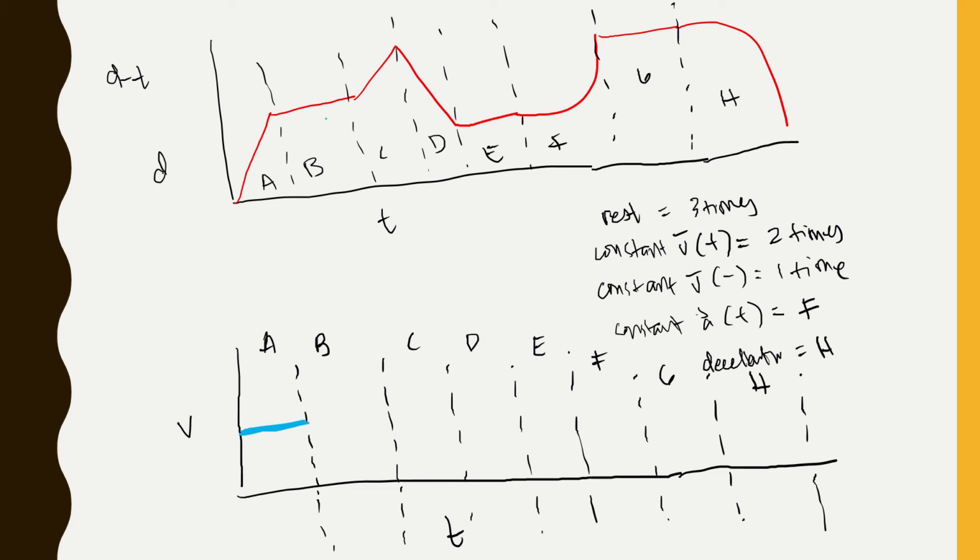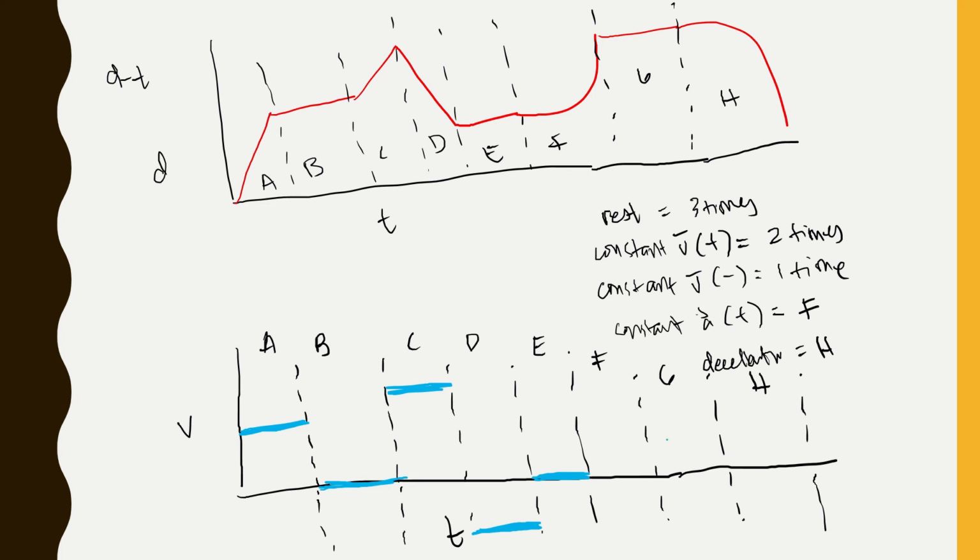Next, nag-rest sa B. So, ano yung same niya dito sa B? Nasa 0. Next, constant velocity in the positive direction, mas mataas siya compared. So, itaas-taas natin. Constant velocity. Letter D, it's constant velocity in the opposite direction. So, negative. Kasi pababa. So, lagay natin siya sa negative. Letter E is rest.